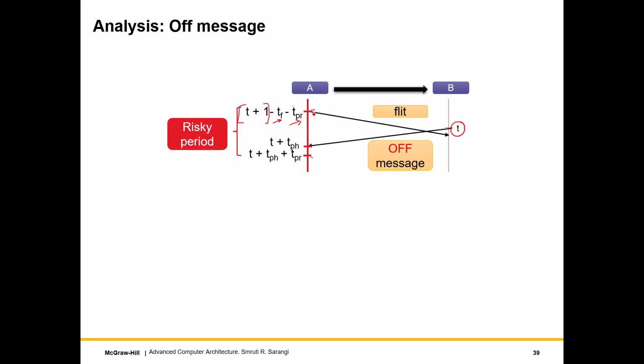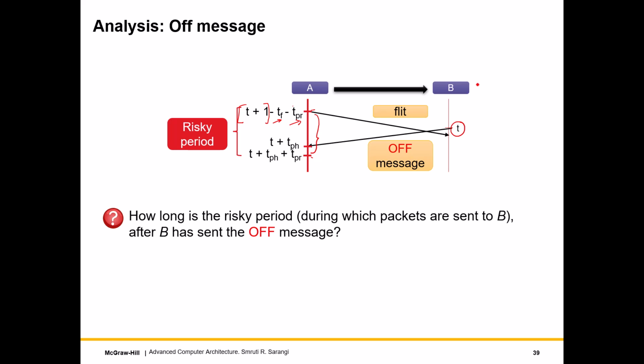So we need to look at all the messages sent in this window, and we need to ensure that B has enough buffer space to store all of those flits, because as I said, we are not allowed to discard a flit, right? So flit discarding is not something that is allowed. Hence, we need to have adequate buffer space. So the question is, how long is this risky period during which packets are sent to B, right?